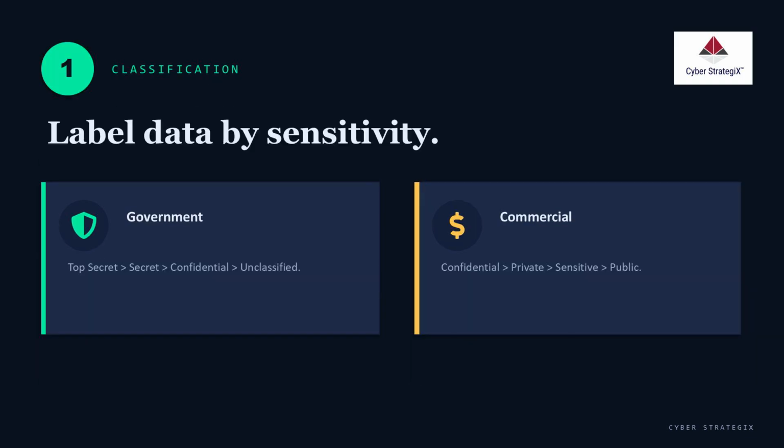Classification means labeling data by how sensitive it is, so you can apply the right protection. Governments use levels like top secret, secret, confidential, and unclassified. Commercial organizations use labels like confidential, private, sensitive, and public. The higher the classification, the stronger the controls. Classification is set by the data owner, based on impact if the data is exposed.